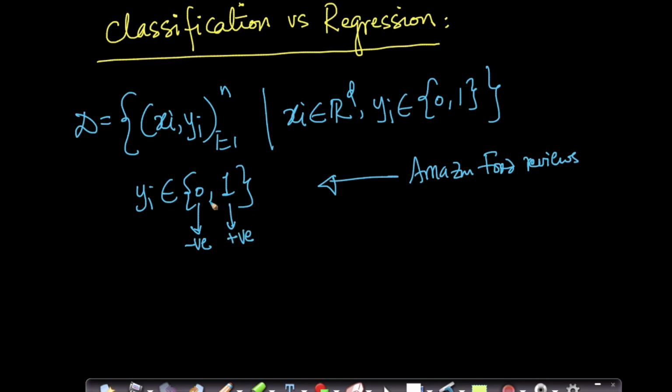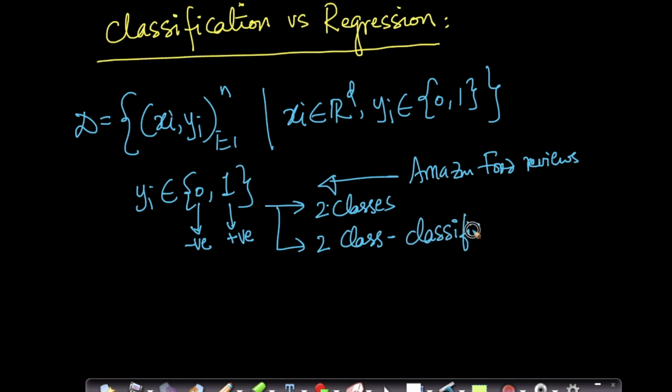One thing you'll notice is there are two classes here. In this problem, there are two classes, classes 0 and 1, 0 representing that the review is negative and 1 representing that the review is positive. So this problem where your yi is only two classes is called a two-class classification problem. It's also called a binary classification, because you have 0 and 1.